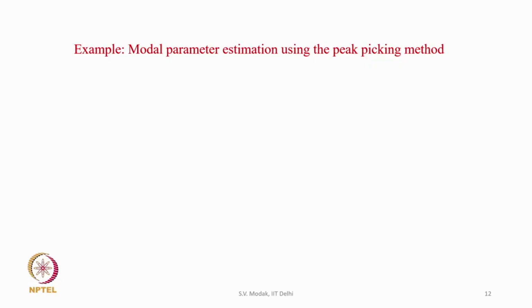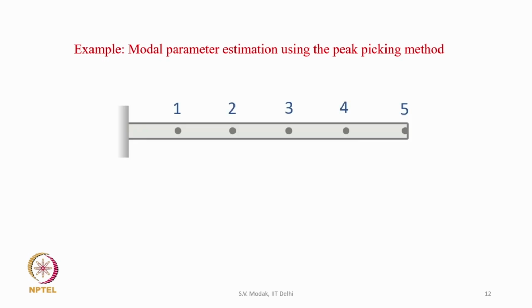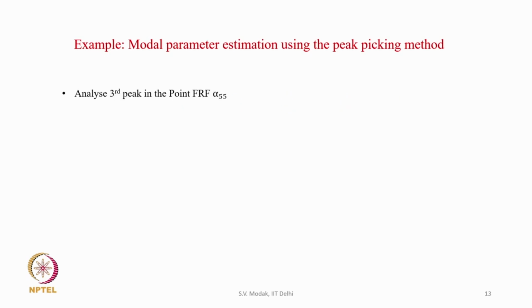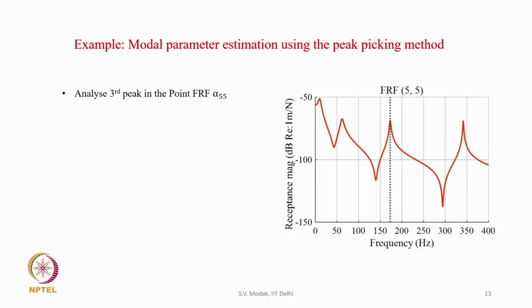So, we are going to simulate a modal parameter estimation using the peak picking method. We are going to take a cantilever structure which we have utilized earlier also in the simulation of FRF measurement. Let us say there are 5 test points and we have measured a row of the FRF matrix. Let us focus our attention on analyzing the third peak in the point FRF alpha 5 5. We can see it is a point FRF, that is why between every two successive resonances there is an anti-resonance frequency.